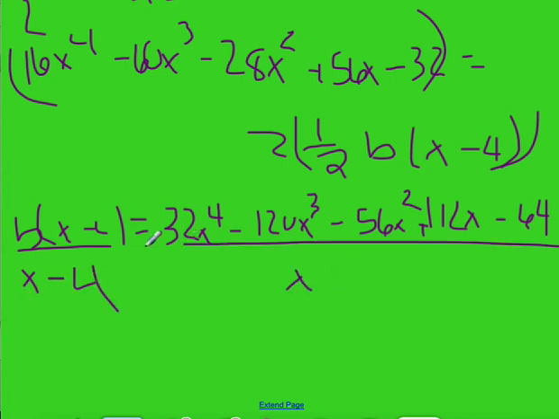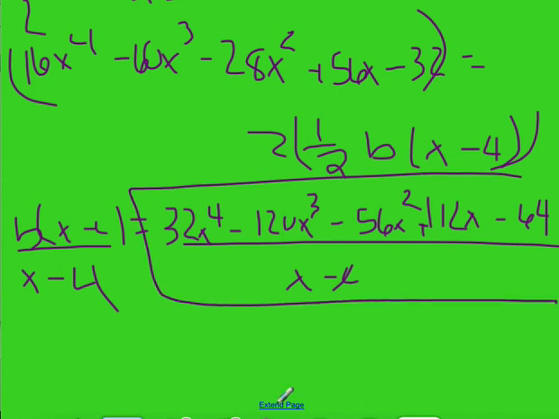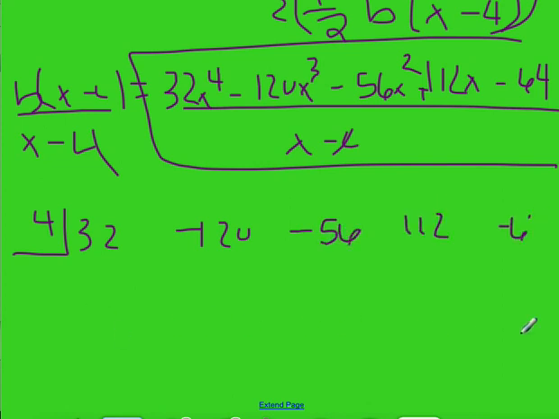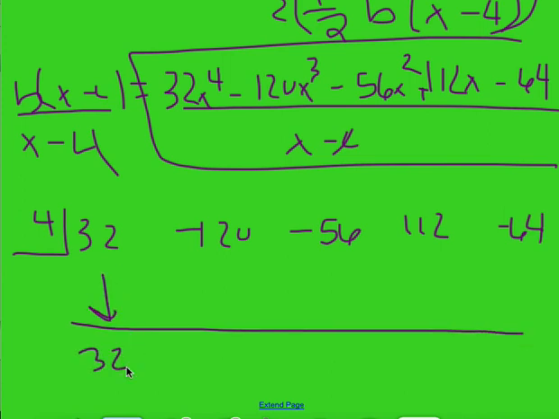So this right here we can set up using synthetic division. So we're going to put a positive 4 in here because that's the opposite. Then we have 32, negative 120, negative 56, 112, and negative 64 as all of our coefficients. So for starters, we're going to take this 32 and drop it down. 32 times 4 gives me 128. Negative 120 plus 128 gives me 8.